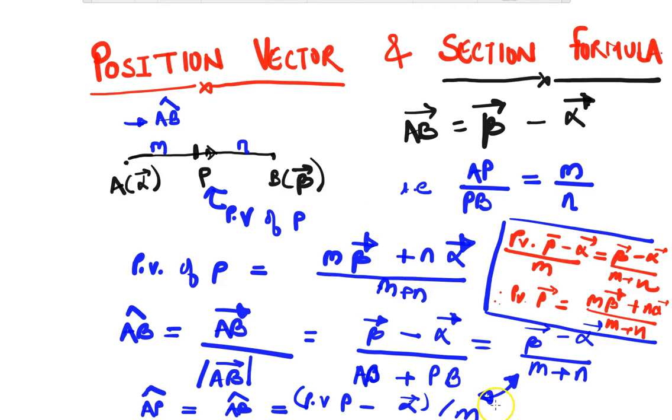And this is what we call the section formula. So if there's a point which divides a line in sections m and n, then the position vector of P is m times the position vector of the opposite point, plus n times the position vector of this other point, which is alpha vector, upon m plus n. Hence, the section formula is the position vector of P equals m beta vector plus n alpha vector upon m plus n.